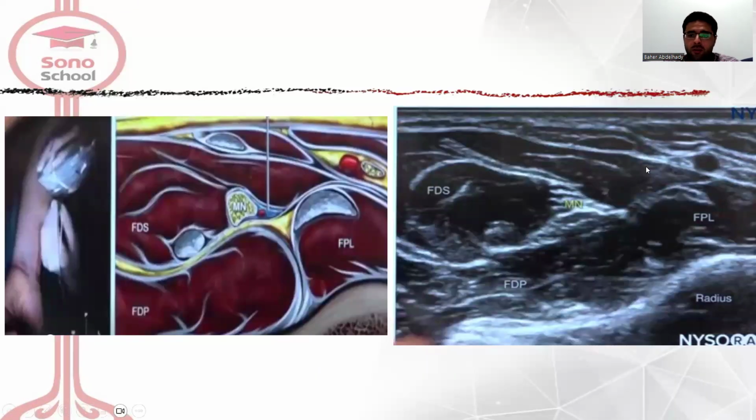Here is the anatomy of the median nerve in the middle of the forearm, a hypoechoic structure. It lies between two muscles and is encapsulated in between. Here is where the needle must be, with the local anesthetic surrounding the median nerve, and here is the position of the transducer.